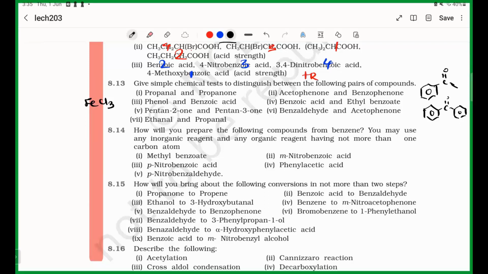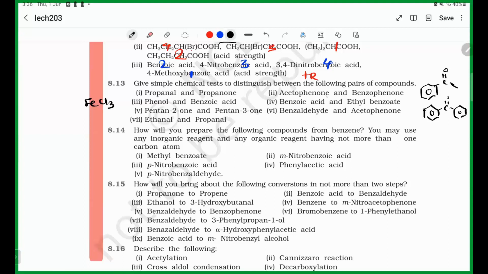Now benzoic acid and methyl benzoate. Methyl benzoate is an ester, right? Benzoic acid is an acid, and the thing with an acid is that it's actually acidic. So you can think of just differentiating an acid and a non-acid. On reaction with the base NaHCO3, you get sodium benzoate, and that releases effervescence.